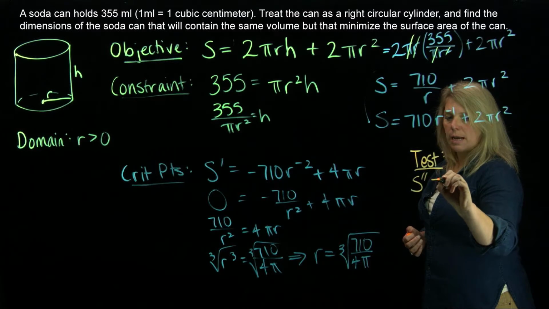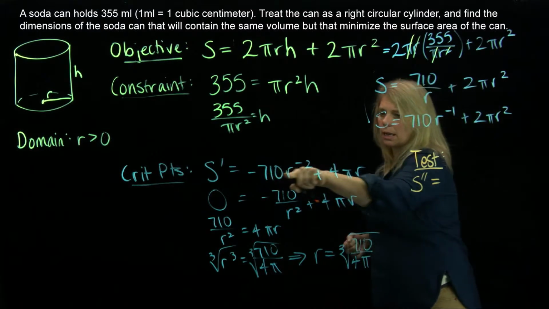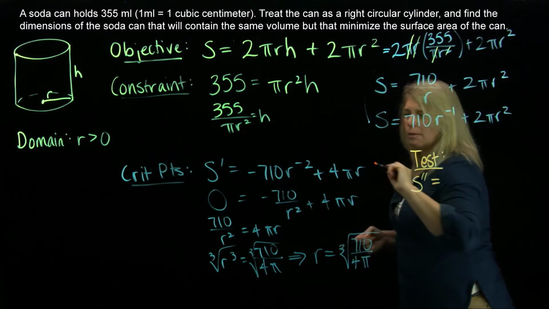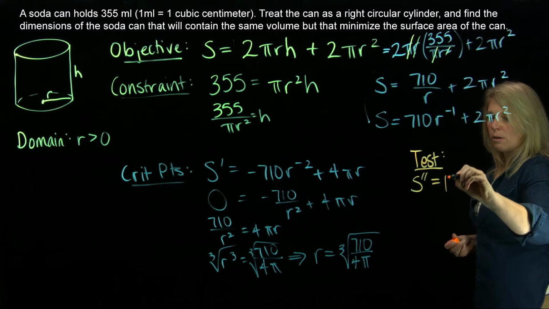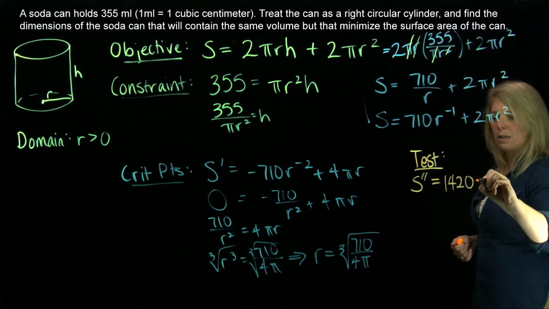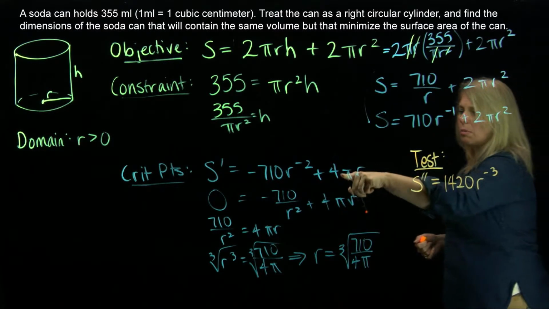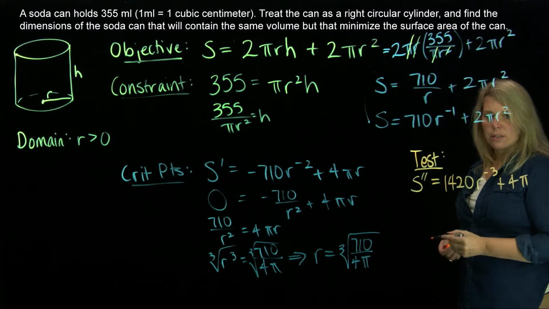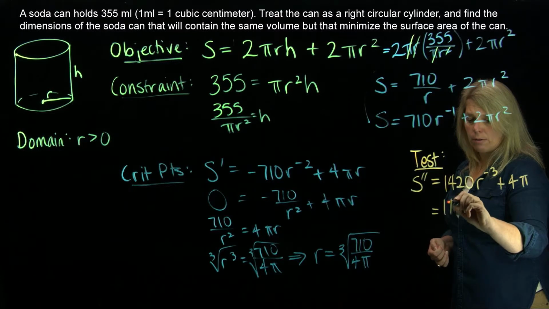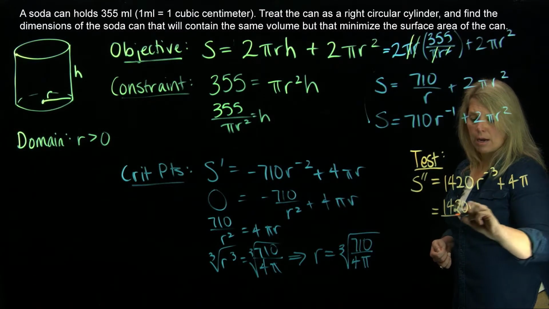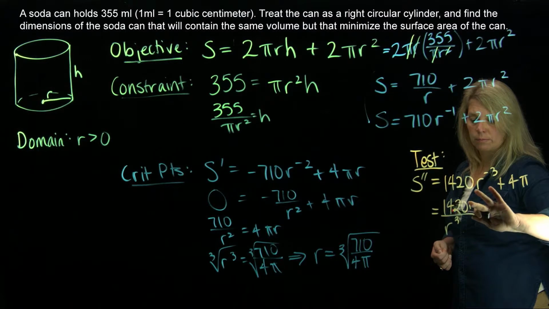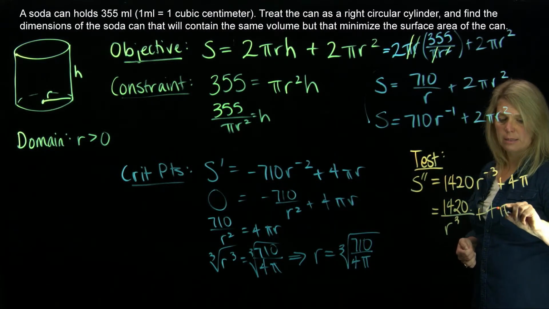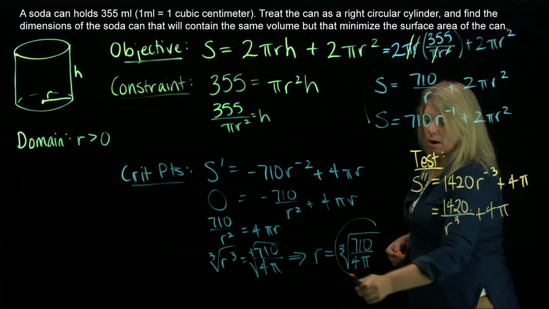All right, so the second derivative, S double prime, just taking the derivative of this, so bring down the exponent. Negative 710 times negative 2 will be positive 1,420 r to the negative 3 plus 4 pi. And I'm not especially concerned about the actual value of this second derivative. What I am concerned about is whether this second derivative is positive or negative when I put in my r value.